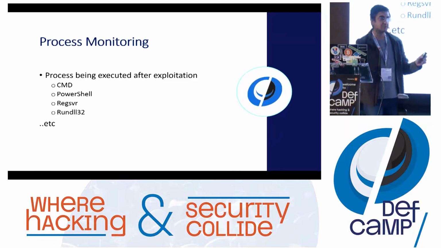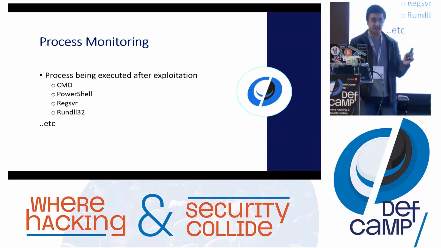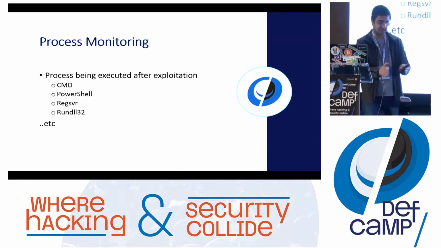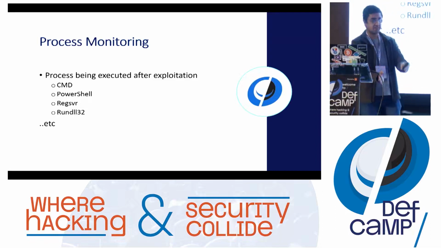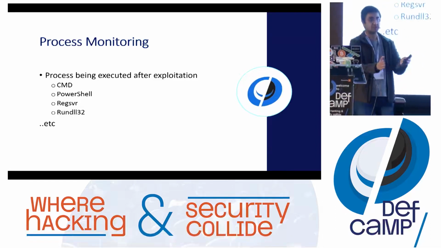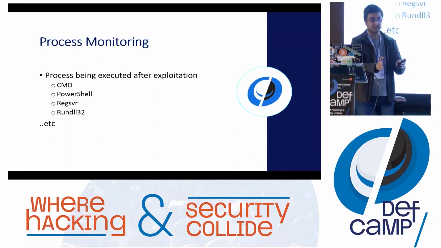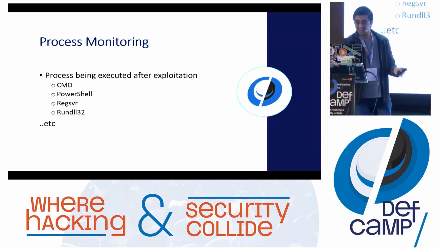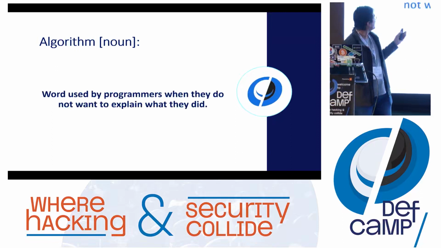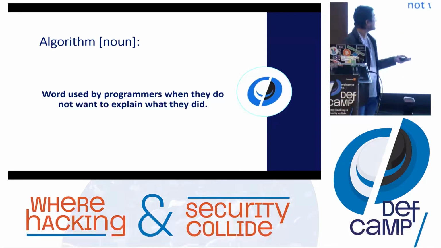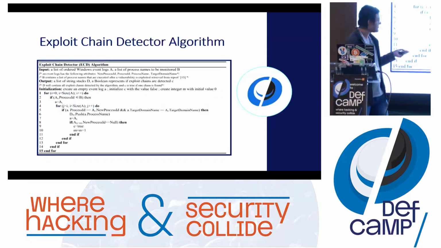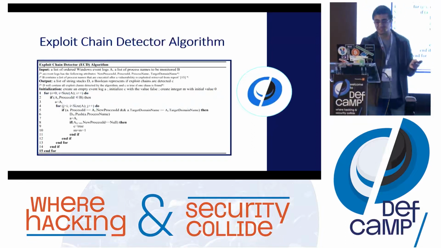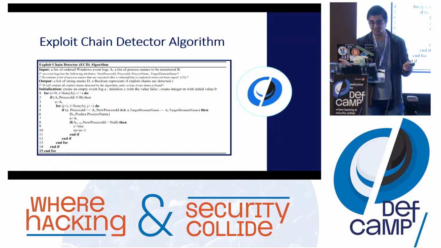So I developed an algorithm that takes the information from the event logs and correlates it with the processes that are running, and tries to identify some sort of malicious activity from one process to another process, how he's moving and how he's exploiting the vulnerabilities. "Algorithm" is a word used by programmers when they do not want to explain what they did. So this is what the algorithm looks like. It looks a bit scary, maybe not very understandable.